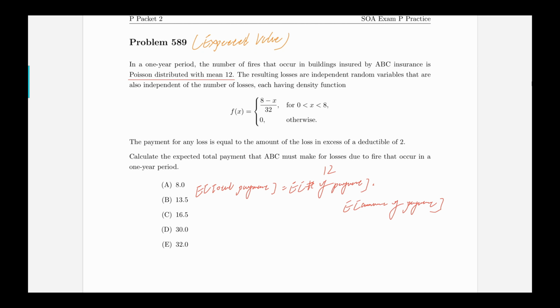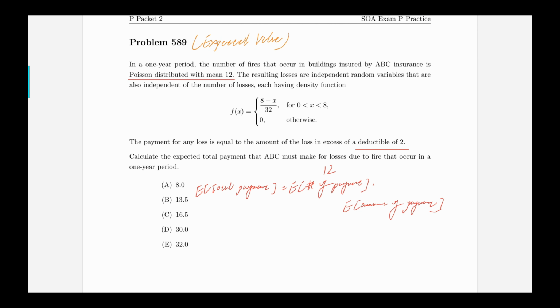To understand how that works, we need to focus on the deductible here. We have a deductible of 2, which means that if the loss is less than or equal to 2, the insurance company is not gonna pay for it. Most insurance companies have a policy that if the loss is too low, you can just cover this yourself. This is what I mean by deductible.